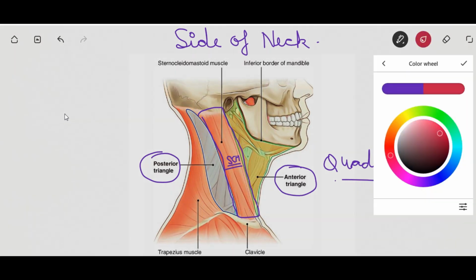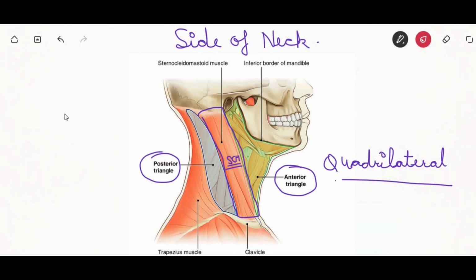So what are the boundaries of the neck? The neck is bounded anteriorly by the anterior median plane, posteriorly by the anterior border of the trapezius muscle, superiorly by the base of the mandible and a line joining the angle of the mandible to the mastoid process, and inferiorly by the clavicle.